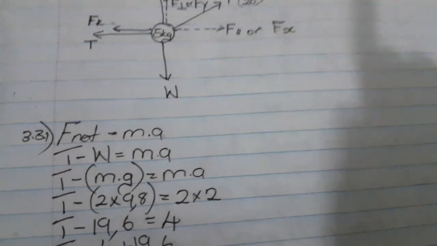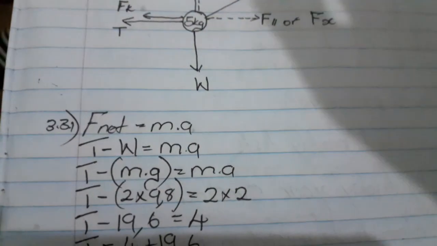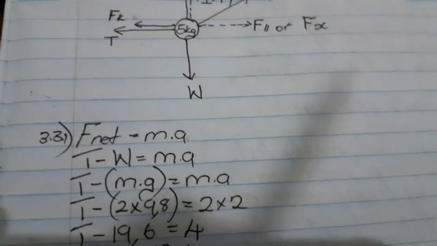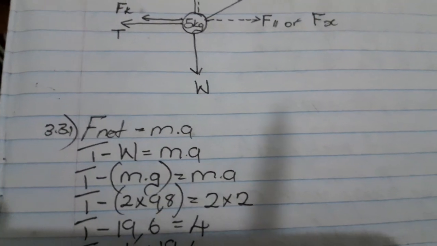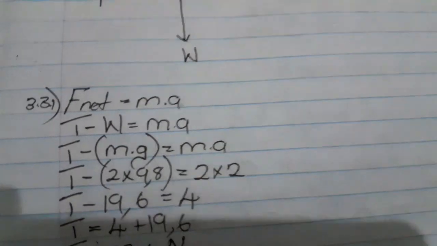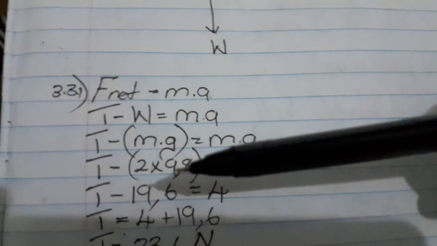So our F net is the sum of all the forces acting on an object. So the sum of all the forces acting on an object is tension minus weight, because tension and weight are in opposite directions. That's why we subtract them from one another. They are not in the same direction. If they were in the same direction, we would have added them. But as you can see here, we are subtracting.